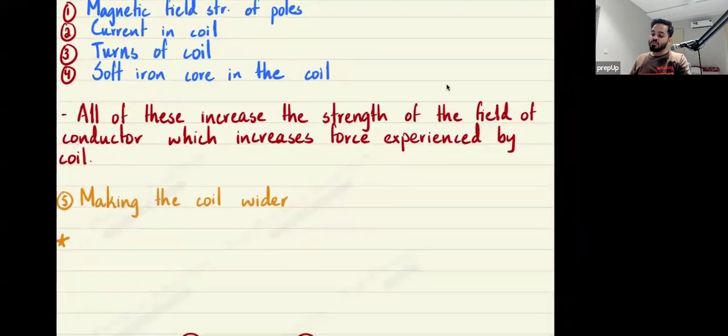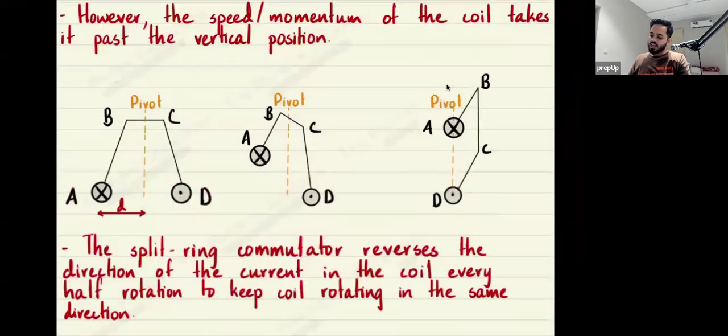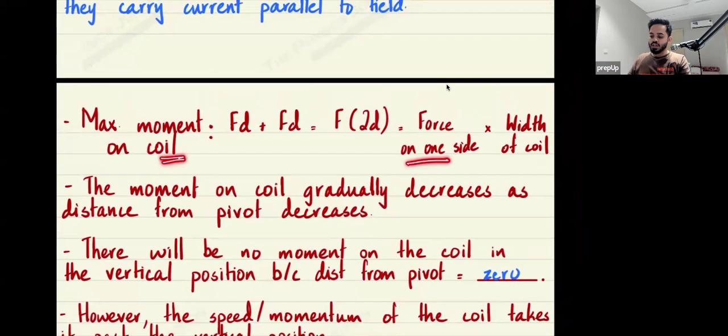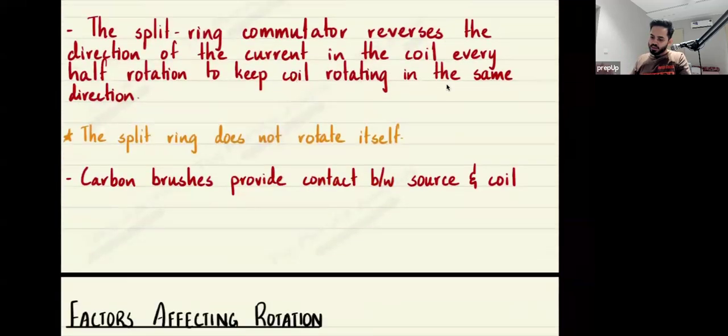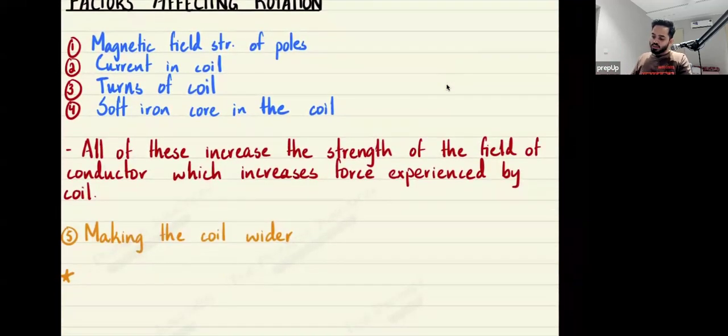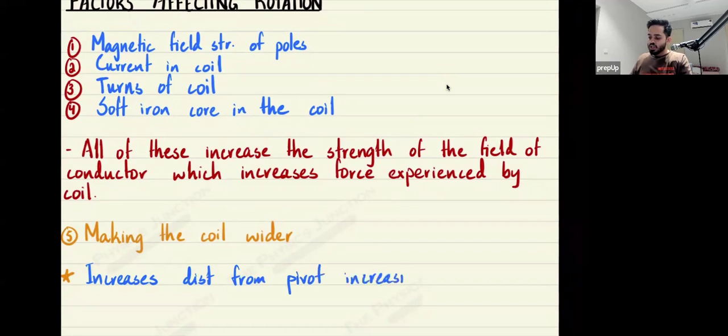But there's also another one, which is making the coil wider. Now, what does this do? We just saw that the moment is the force on one side multiplied by the width of the coil. So if the width of the coil goes up and if the force stays the same, then there would be a greater moment as well. Because just by that moment's formula, you now have a greater distance from the pivot, so the moment goes up. So making the coil wider increases the distance from the pivot, increasing the moment. So this is the only factor which does not affect the force, but it still affects the rotation of the coil. So this is something important.